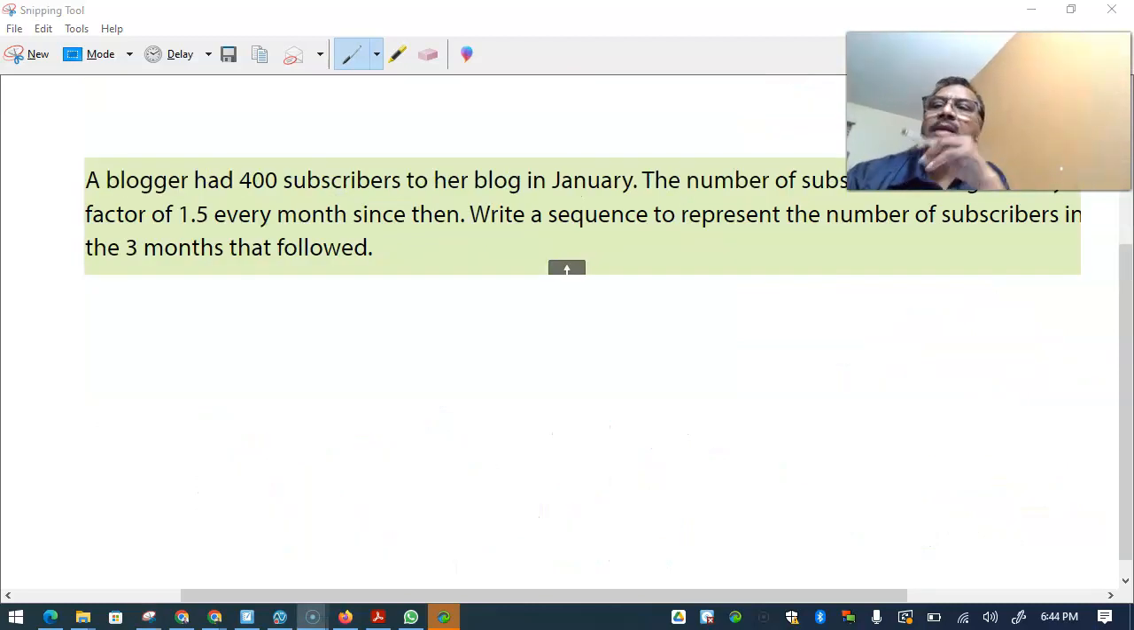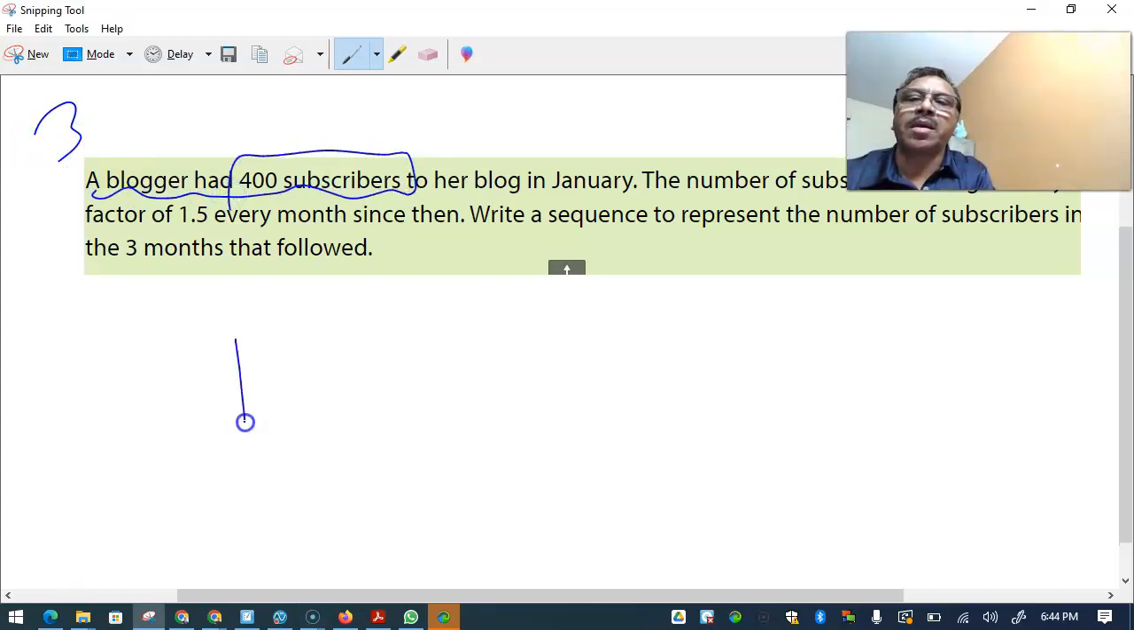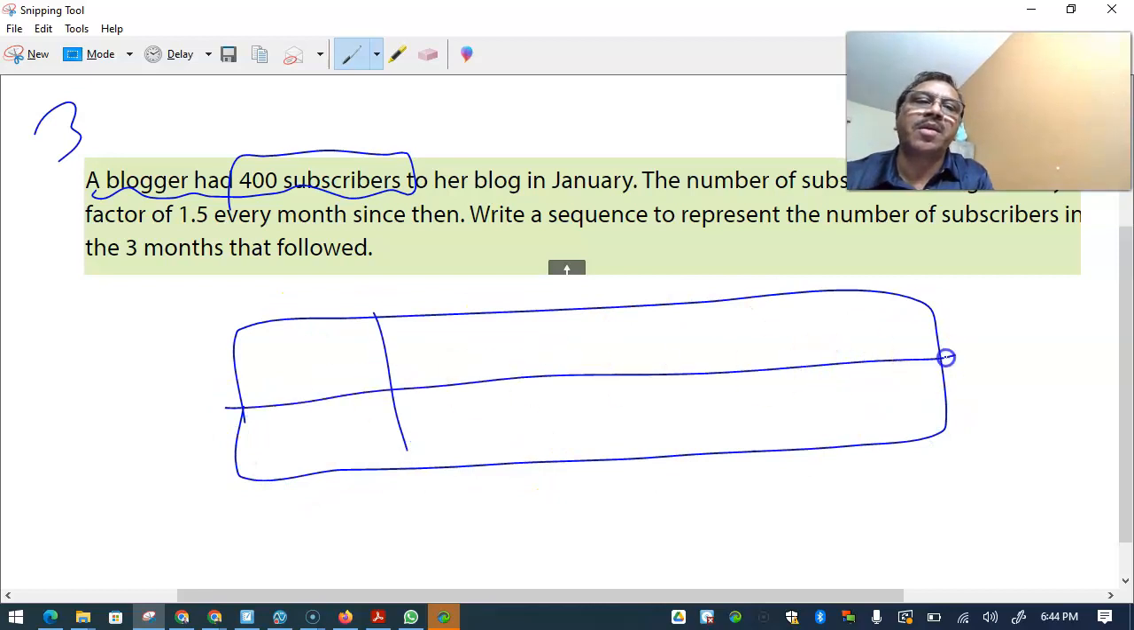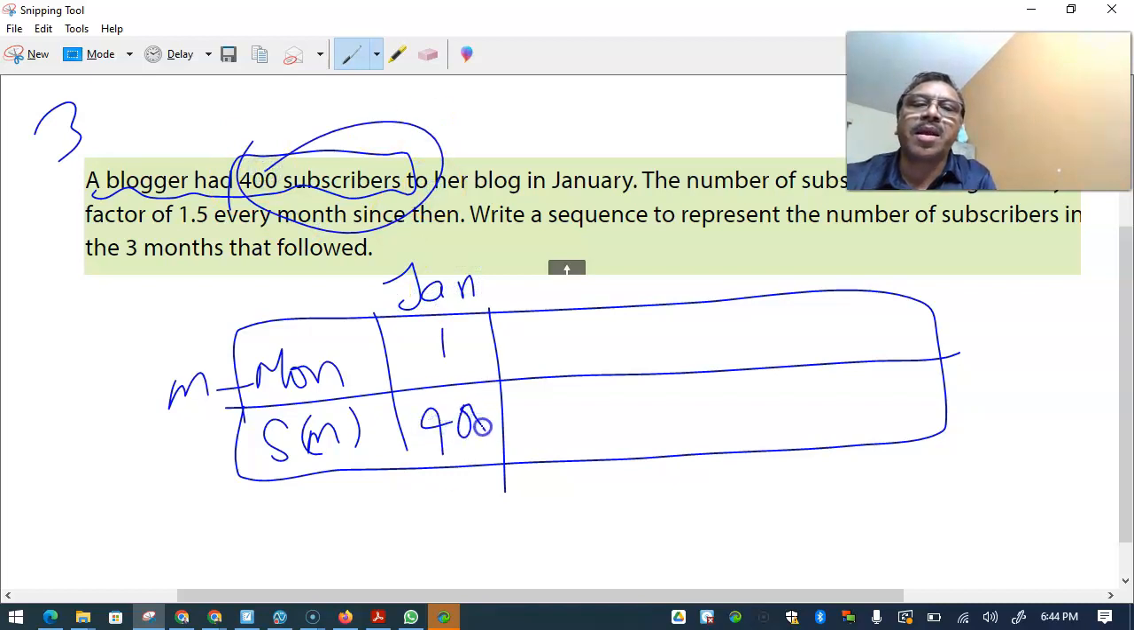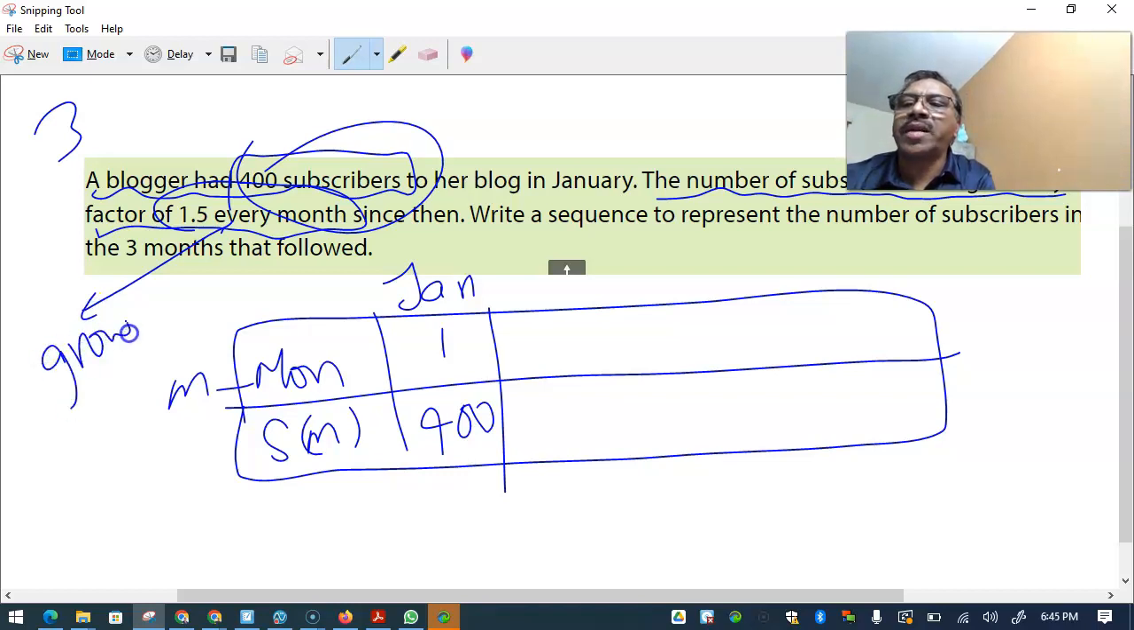Okay, question number 3. A blogger had 400 subscribers in the beginning. If I make a table, that means month, and this is number of subscribers. I'll say S, and if this is M, I can put a variable S_M. In the beginning, that's January, the first one, there were 400 subscribers. The number of subscribers has grown by a factor. I already give you that factor, and you can see it's greater than 1, so it is a growth factor because it's bigger, which means it increases.